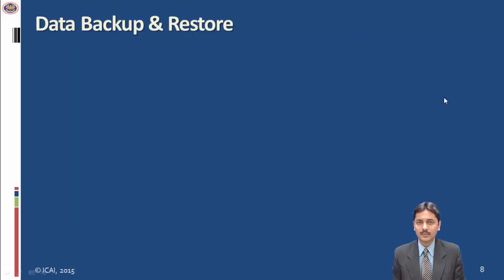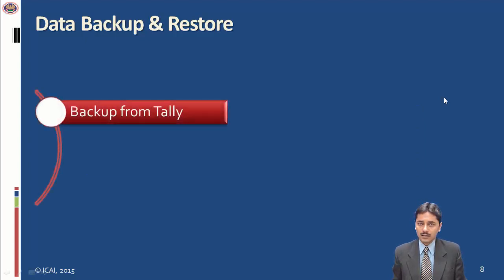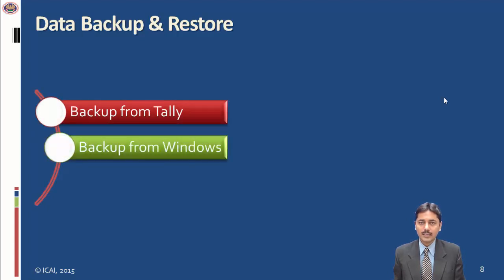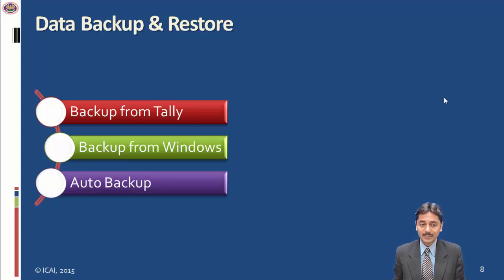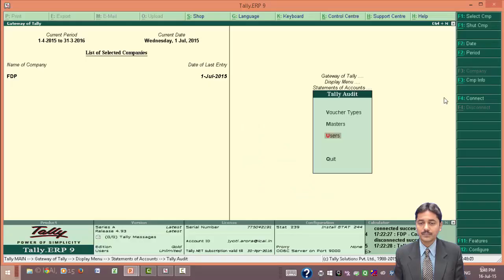Next aspect of ERP, that is data backup and restore. Let us try to understand this concept also with the help of Tally ERP 9 software. Backup can be taken from the Tally software itself, or backup can be taken from the operating system, that is Windows, or there may be one more system of taking backup, that is auto backup. Let us try to understand all the 3 types of backup techniques.